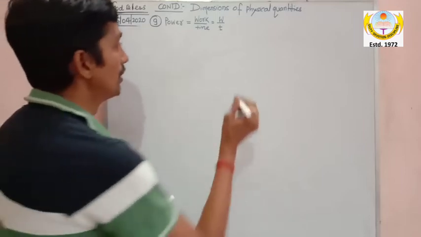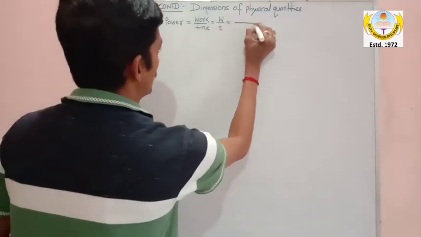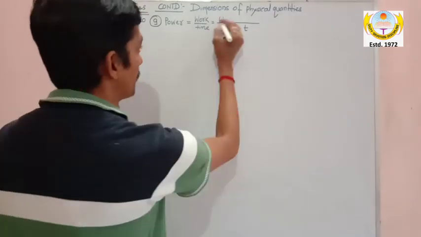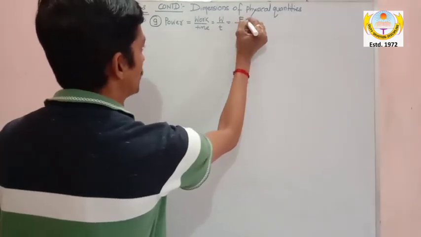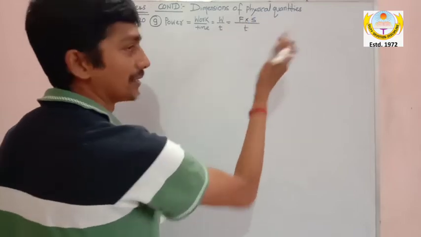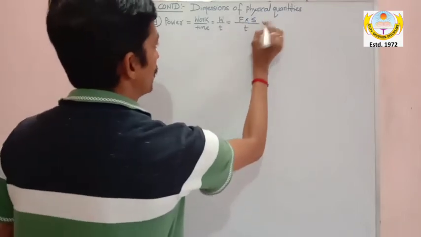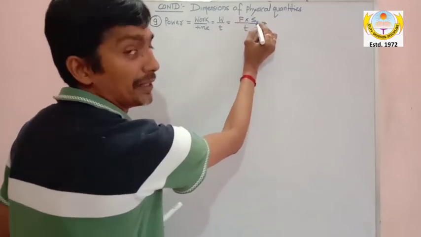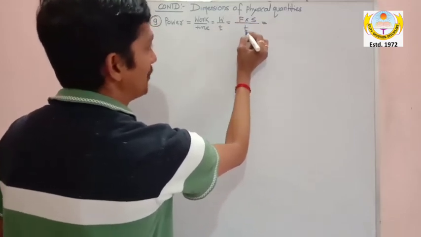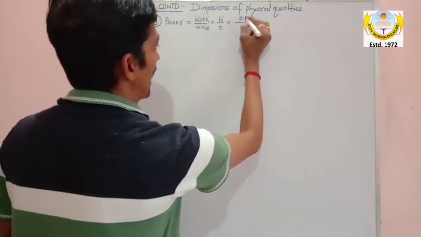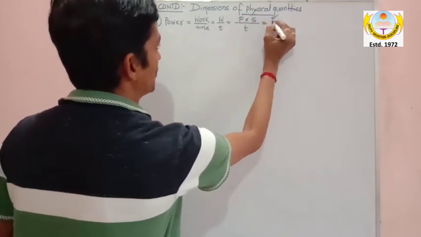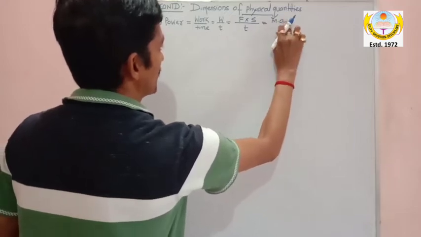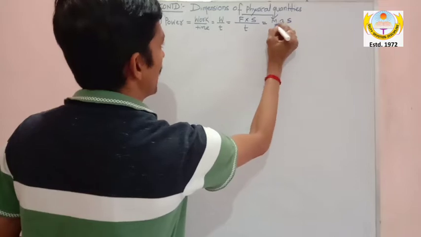So again, let's go. In the denominator it is time, so no issue. I will not touch time because time is a fundamental quantity, but work is a derived quantity. I will write force into displacement, F into S. Now force is not fundamental, it is a derived quantity, but displacement can be written as length and time can be written as T. So here I will break the force as mass into acceleration, into S upon time.